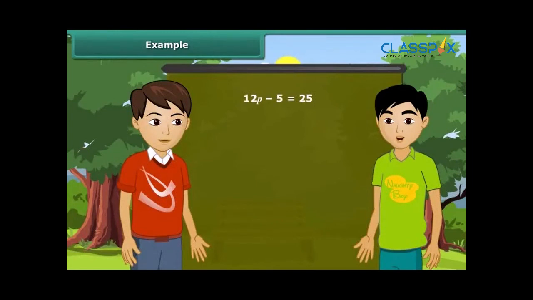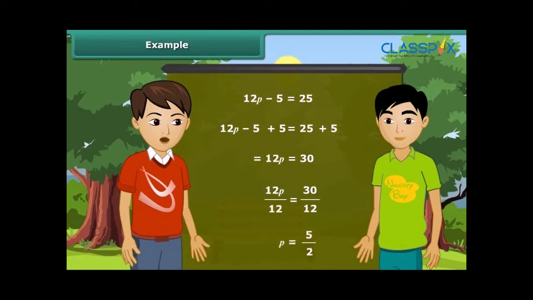Ajay, can you solve this equation? Yes. To get p on the left-hand side, we will add 5 to both sides. We get 12p is equal to 30. Now divide both sides by 12. We get the answer p as 5 upon 2. Very good. Do you know that we can solve these problems by transposing also?